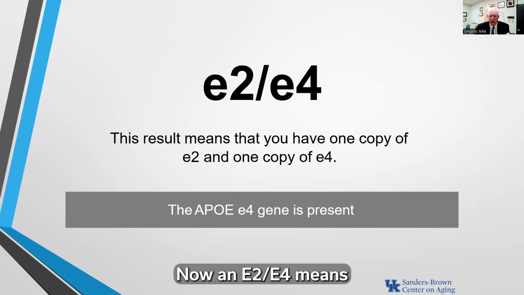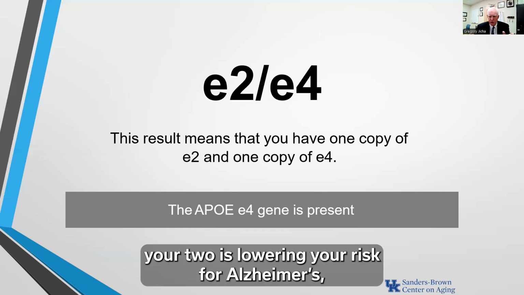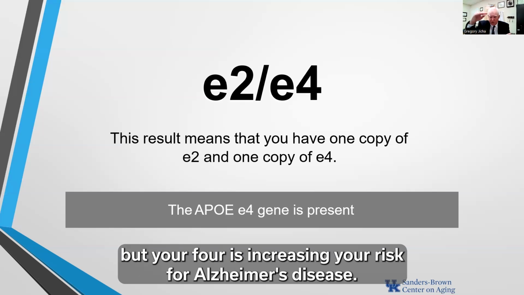Now, an E2, E4 means your 2 is lowering your risk for Alzheimer's, but your 4 is increasing your risk for Alzheimer's disease.